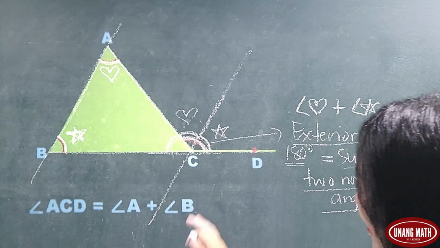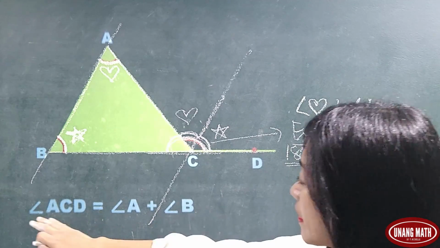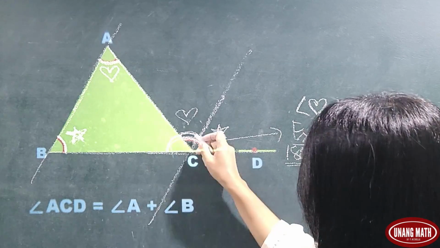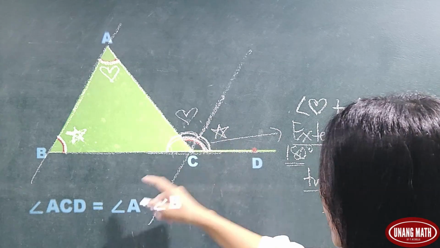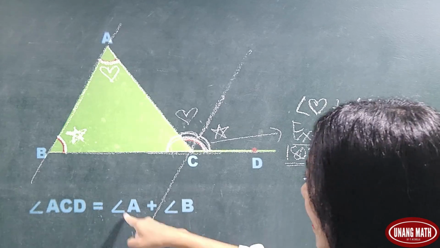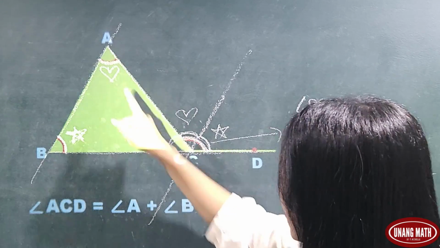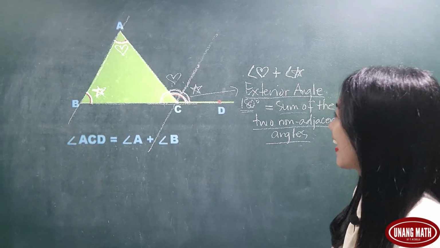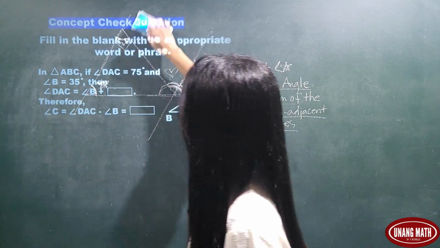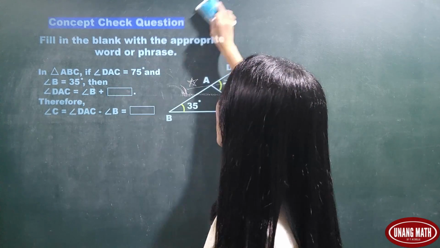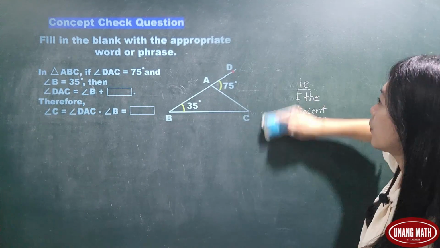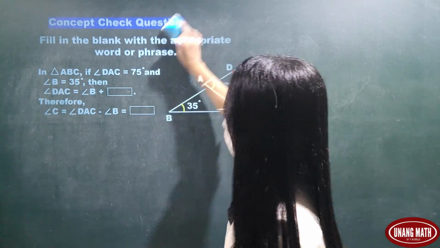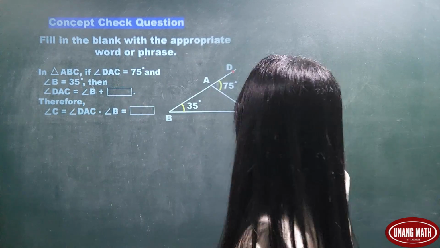In this figure, angle ACD, or this exterior angle, is equal to angle A, or this angle, plus angle B. This time, let's answer this concept check question. We are going to fill in the blank with the appropriate word or phrase.